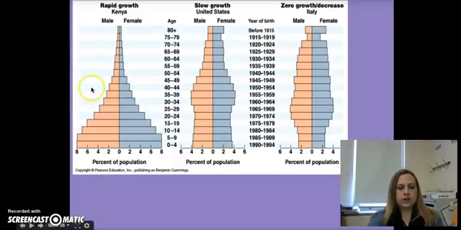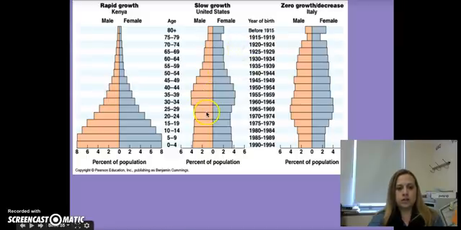Here we have Kenya, and what this shows us is that the vast majority of individuals, both male and female, are much younger. If we saw an age structure diagram that looks like a pyramid with a very wide base, we would expect to see very rapid growth, because all of these individuals down here are still at or below reproductive age, and so all of these individuals can still reproduce or are still reproducing. We would expect to see this population grow pretty rapidly.